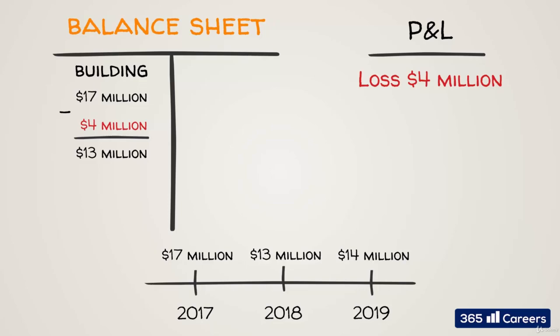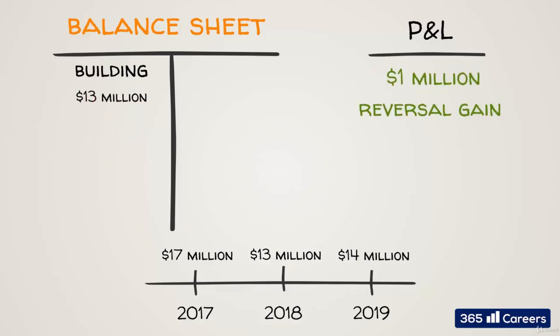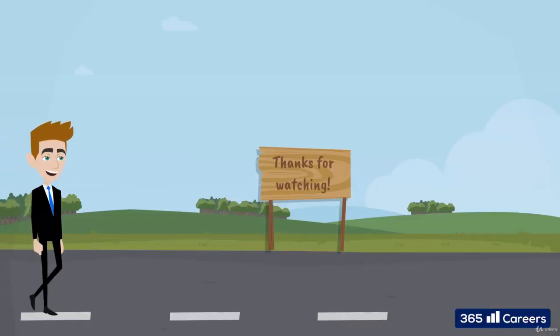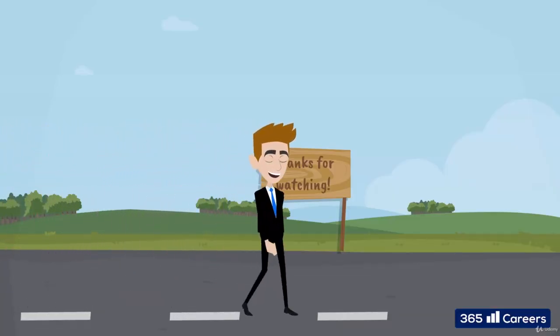Okay, and finally, let's say that in 2019, the real estate market recovers slightly, and the building is valued at $14 million. What happens then? Remember that we said that the revaluation method allows us to reverse previous losses and recognize them as profit in the P&L. Okay, the $1 million of revaluation surplus will be recognized as profit in the P&L for 2019, and the value of the building becomes $14 million on our balance sheet. I hope this example helped you understand how the revaluation model functions.